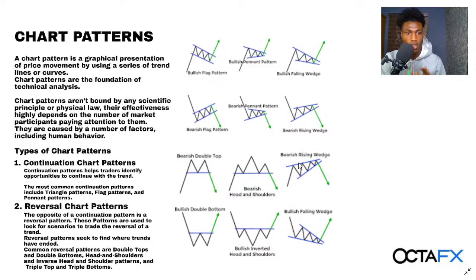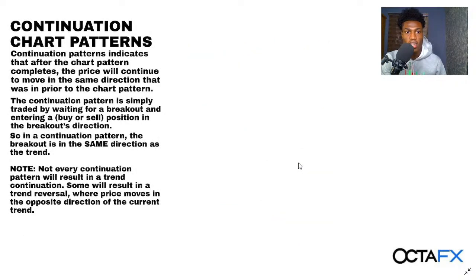Okay, so we're going to first talk about the continuation chart patterns. Like I explained earlier, the continuation chart patterns indicate that after a chart pattern is formed and completed, the price is going to continue to move in the same direction that it was prior to the chart pattern. So if price was in an uptrend and this continuation chart pattern formed and completed, then price is going to continue in that initial uptrend.